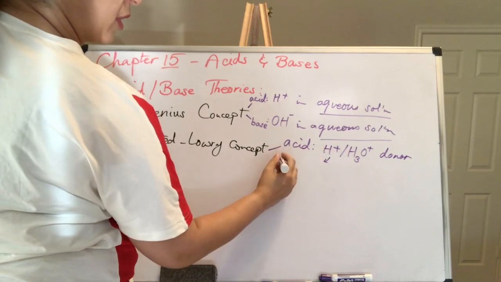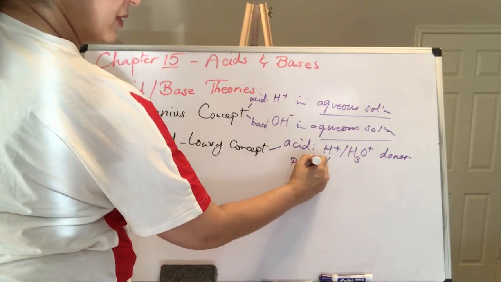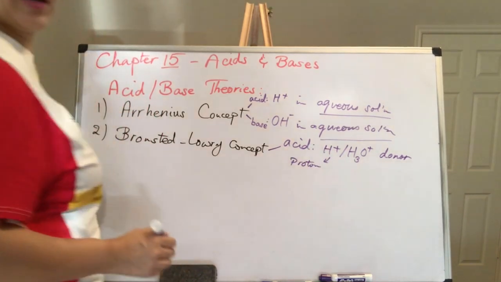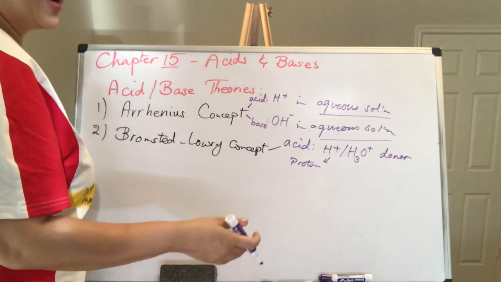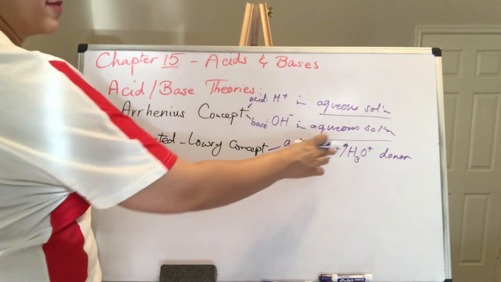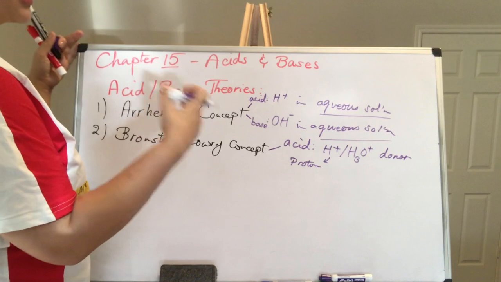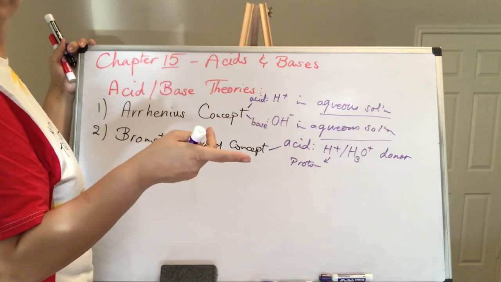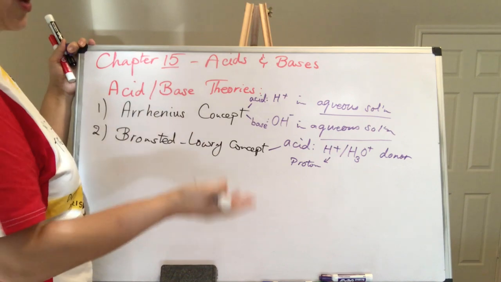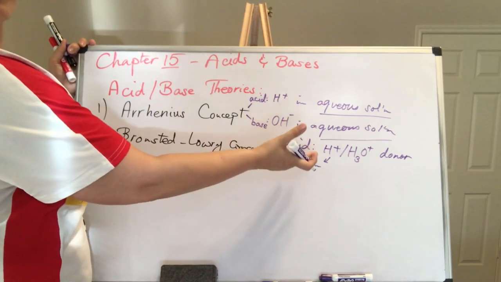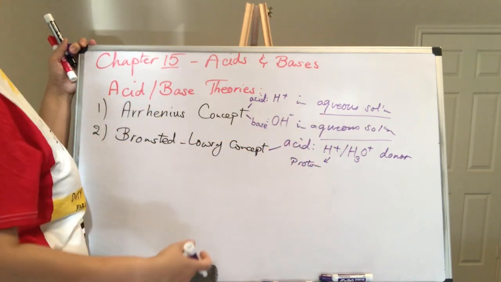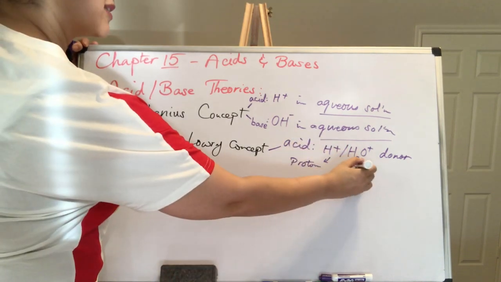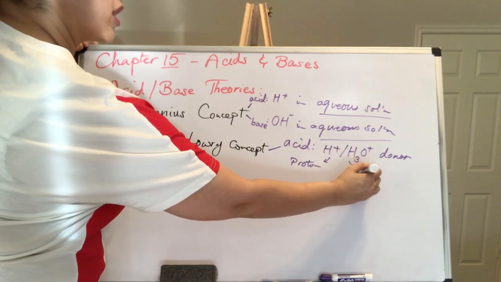We call hydrogen ion proton. So if you hear me keep saying proton, proton, proton, I don't mean that particle. I mean the hydrogen which has lost an electron. Hydrogen has one electron, one proton. When it loses its electron, what is left for it? It's proton. So that's why we call it a proton ion. And this is called hydronium.